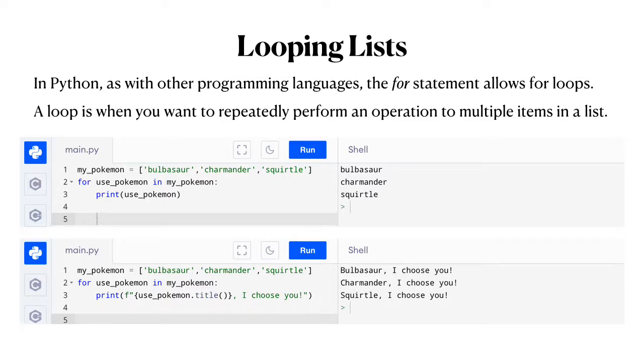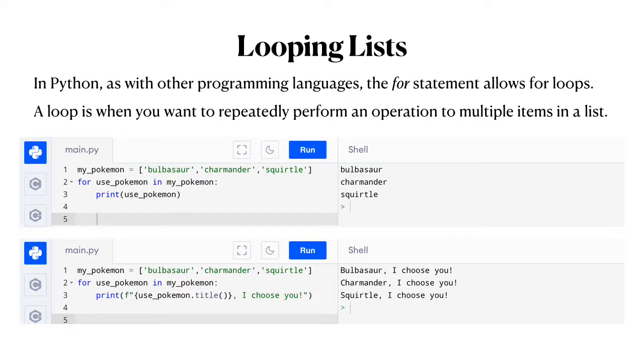So we have 3 lines of code. As for the first line, my underscore Pokemon is the name of my variable list. And inside my Pokemon list is Bulbasaur, Charmander, and Squirtle. In the second line of code, for use underscore Pokemon in my underscore Pokemon colon. The use underscore Pokemon is a variable name that I used for the operation I will do inside the my underscore Pokemon list.